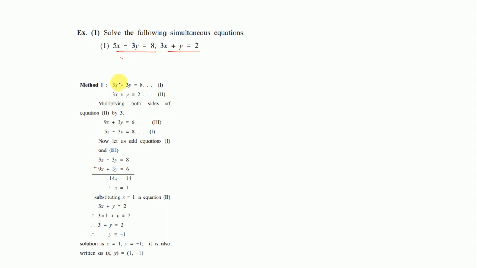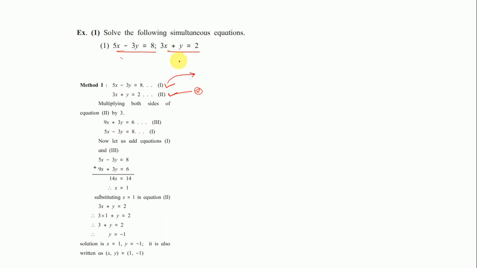The first step: write down the equations as they are and number them 1 and 2. So 5x minus 3y equal to 8 is equation number 1, and 3x plus y equal to 2 is equation number 2. Now we have to solve these two equations. So what are the methods? The first method is to eliminate some term or make an equation of one variable, and the second is to multiply or divide the equation by any number so that we can get the same variable.